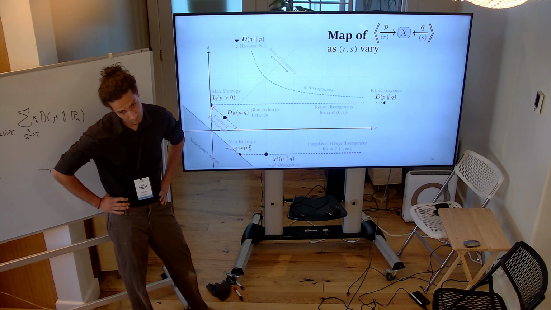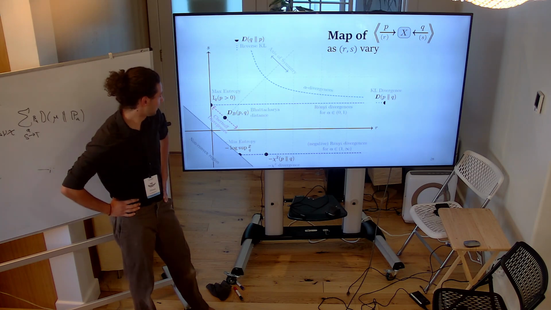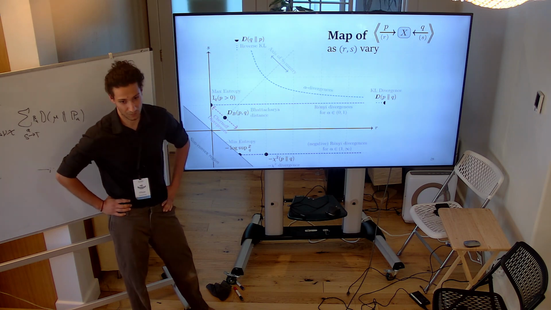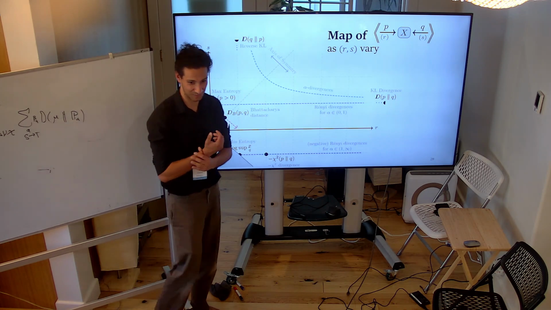There's like the F divergences, and then there's like some other Bregman family. Yeah, like F and Bregman. Yeah. So these are all F divergences. Okay. The only divergence of both is relative entropy. All right. So another reason to like relative entropy.